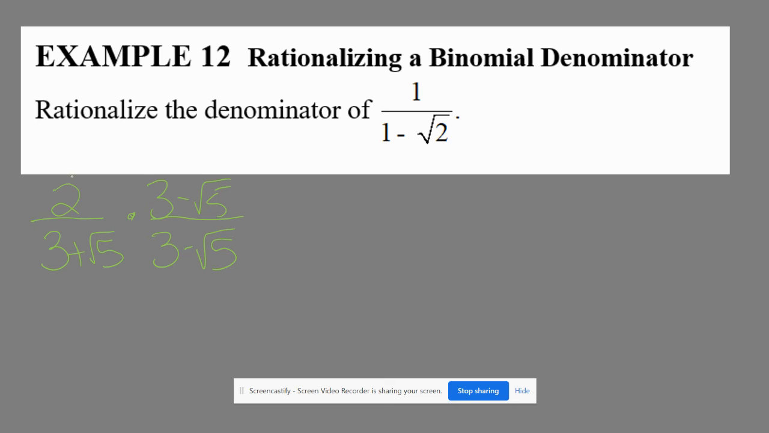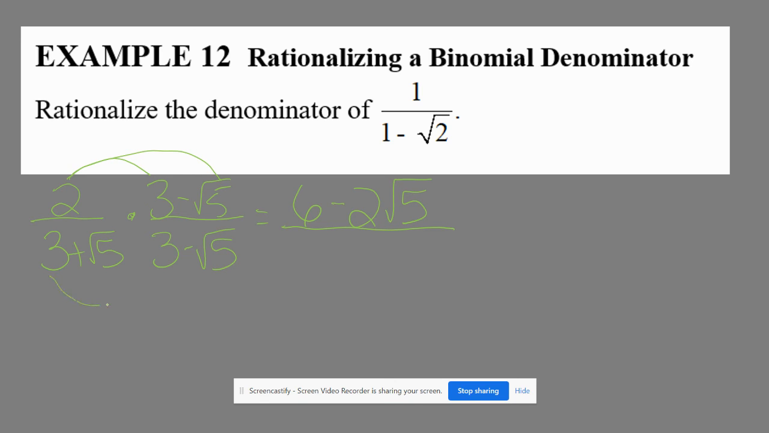So again, we are distributing, FOILing, whatever it is that you want to call it, on both the top and the bottom. 2 times 3 is 6. 2 times the negative square root of 5, negative 2 square root of 5. Remember, 2 and square root of 5 are not like things. They don't both have square roots, so they can't actually multiply.